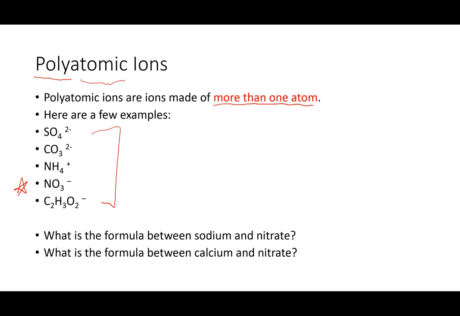The one that we're going to use in this example is right here. So, what is the formula between sodium and nitrate? Okay, what is the formula between calcium and nitrate? So, remember the rules that we talked about last time. It's the same process, but instead of using simple binary ions, you're going to use polyatomic ions in this case. So I'll give you a moment to give this a try, pause the video, and press play when you're ready.